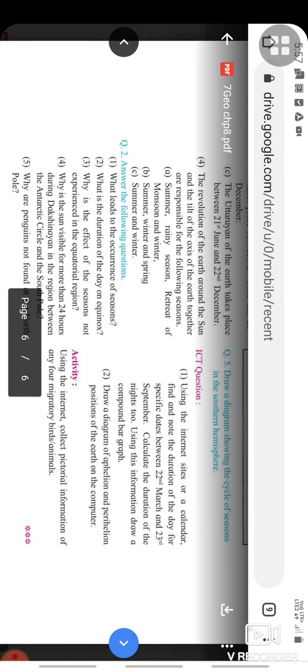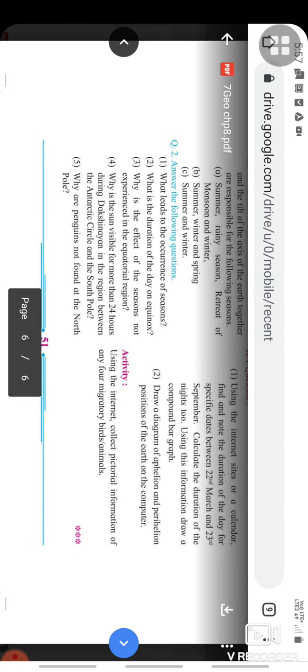Fourth point is, the revolution of the earth around the sun and the tilt of the axis of the earth together are responsible for the following seasons. Option A, summer, rainy, retreat of monsoon and winter. Option B, summer, winter and spring. And option C is summer or winter.